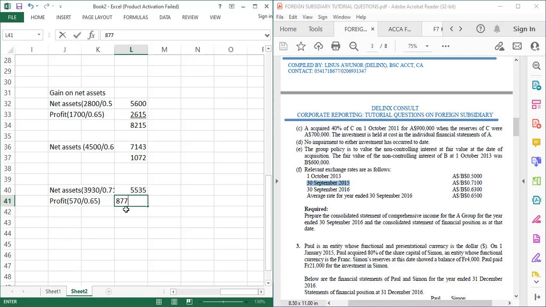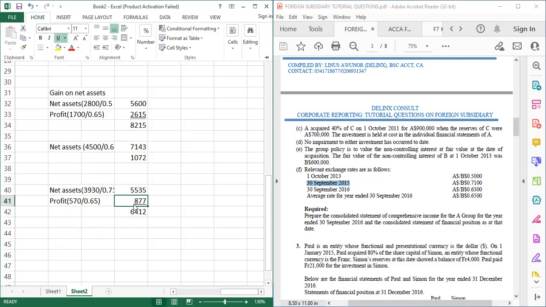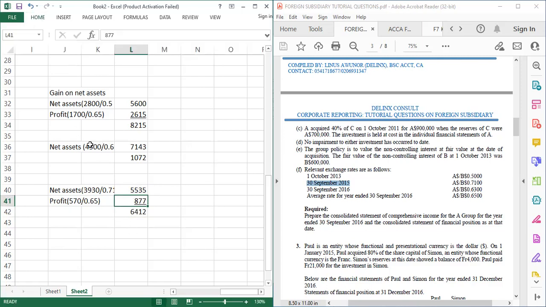$877. Let's get a total. Okay, so what should be our total net asset at the reporting? It is the 4,500, which we translated to have what? 7143. So let's now go to that 7143. Are we having a gain or loss?